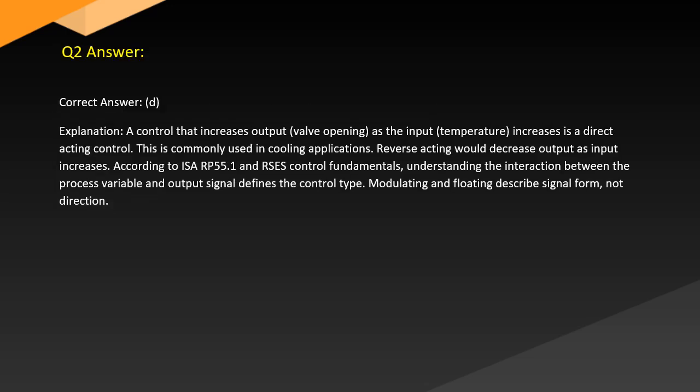Answer. Correct answer: D. Explanation. A control that increases output valve opening as the input temperature increases is a direct acting control. This is commonly used in cooling applications. Reverse acting would decrease output as input increases. According to ISA RP.1 and RSES Control Fundamentals, understanding the interaction between the process variable and output signal defines the control type. Modulating and floating describe signal form, not direction.